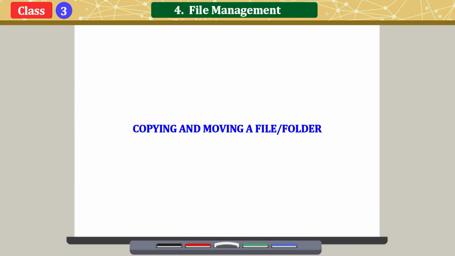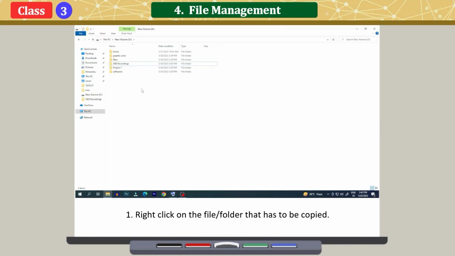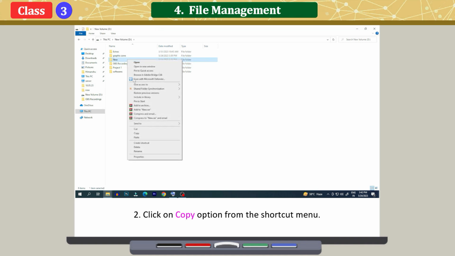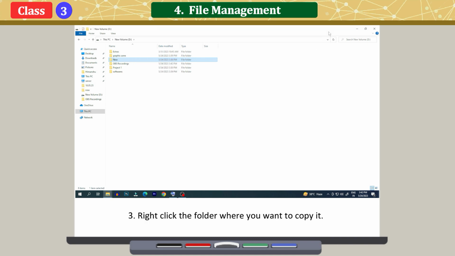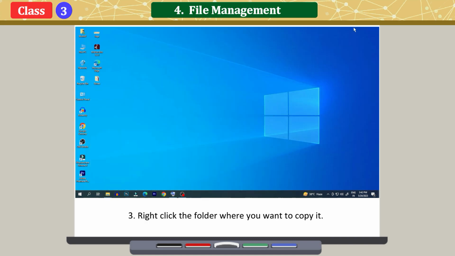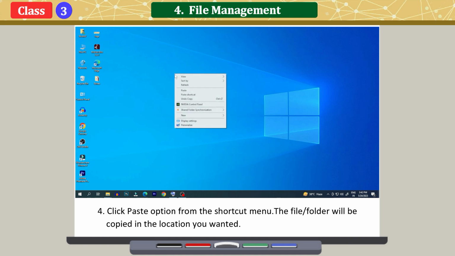Copying and moving a file or folder. Right-click on the file or folder that has to be copied. Click on the Copy option from the shortcut menu. Right-click the folder where you want to copy it. Click the Paste option from the shortcut menu. The file or folder will be copied in the location you wanted.